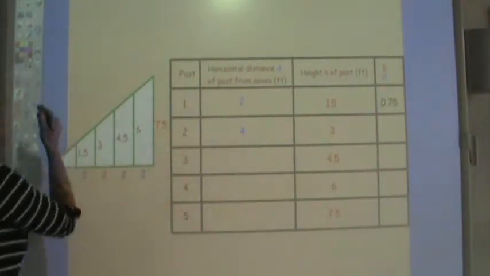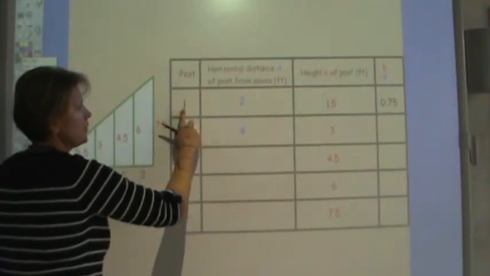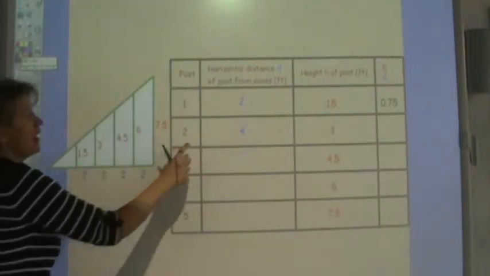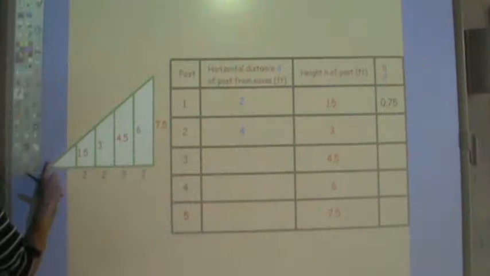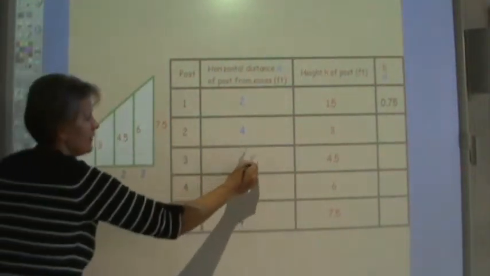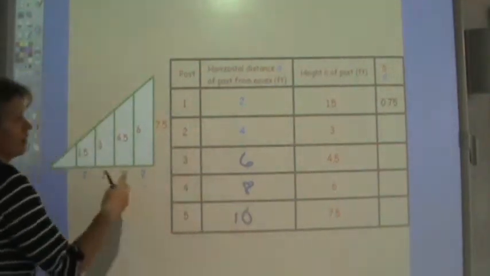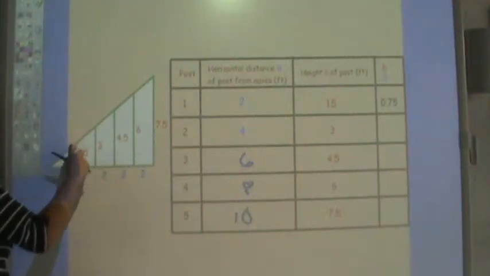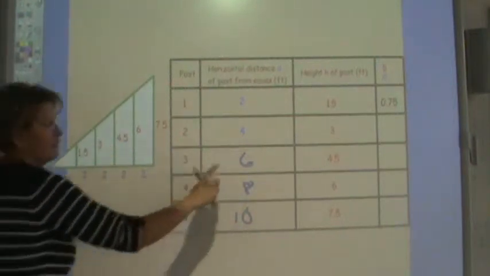If we were to complete this table, the distance between post 1 and post 2 is going to be 2, and then it's going to be 4. So the horizontal distance of post from eaves is 2 away, 4 away, 6 away, 8 away, and 10 away. And then my vertical from there: over 2, your vertical is 1.5. If we're over 4, my vertical is 3. If we're over 6, my vertical is 4.5.